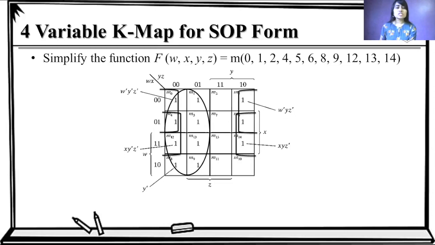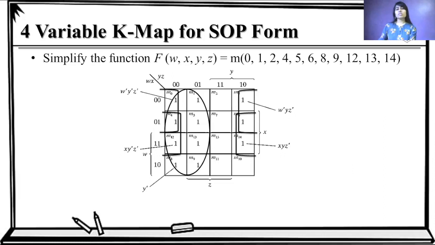Here, first we identify that we have a group of 8. This is how we can make a group of 8, and for this group of 8 we have a common variable y'. So the logical function of this group is y'. Now the remaining terms are m2, m6, m14.